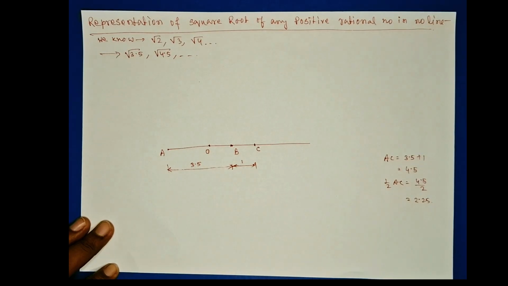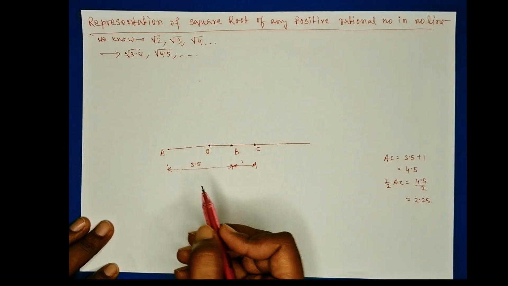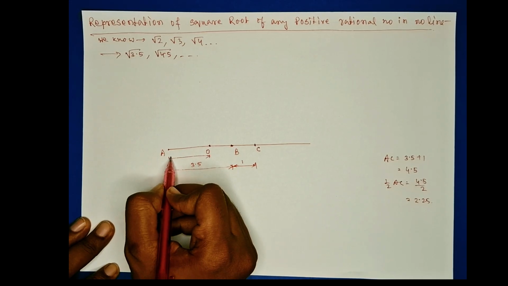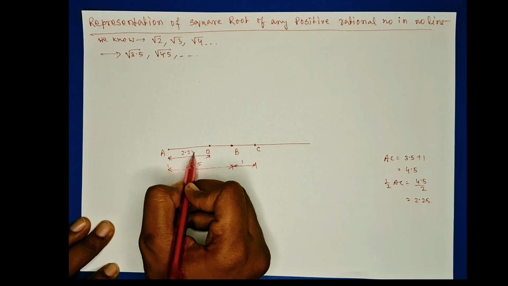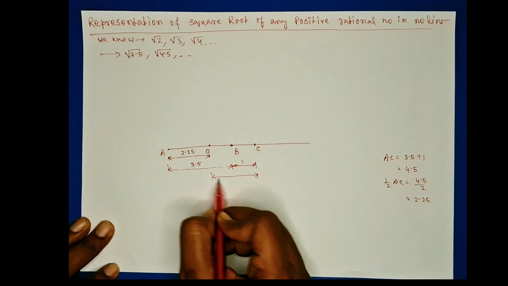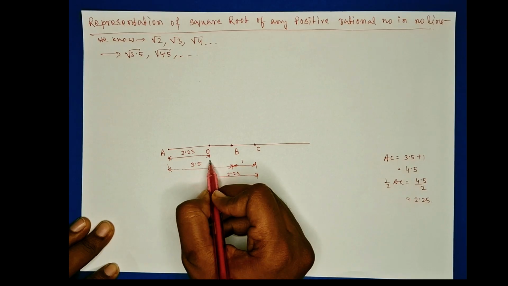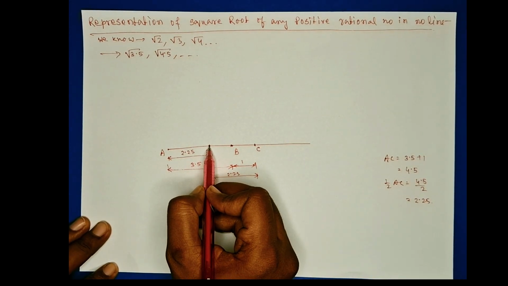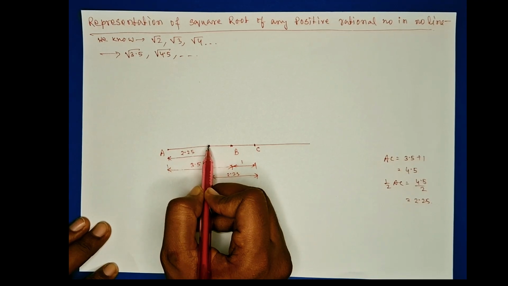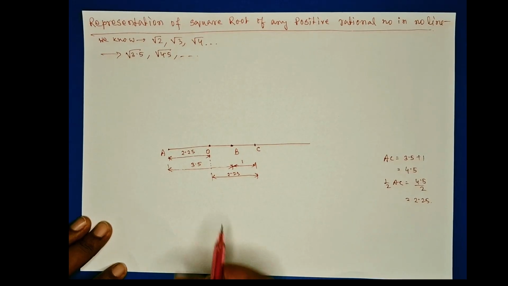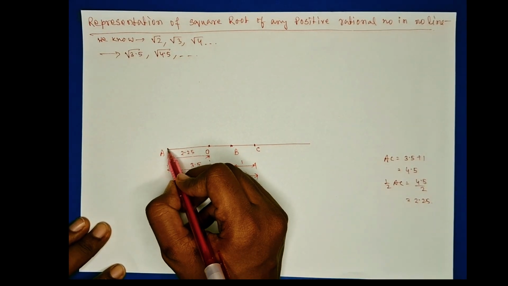Now taking this O as center, what is AO? AO will be equal to 2.25, and what about this OC? OC will be equal to the same 2.25. Now considering O as center and taking OA or OC, the same, as radius, let me draw a semicircle.